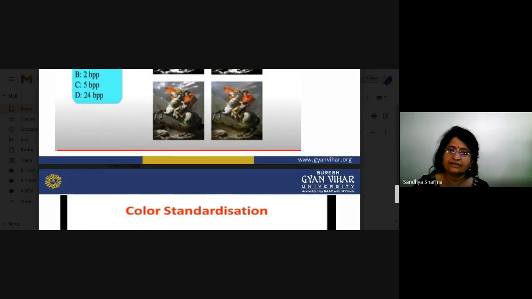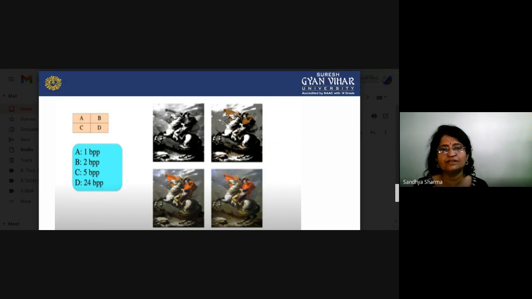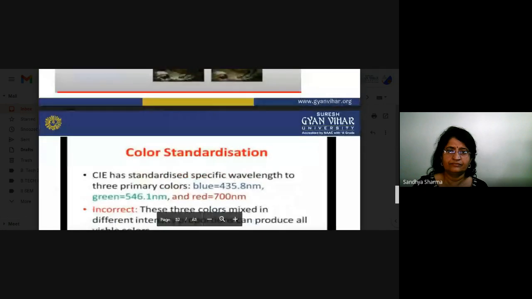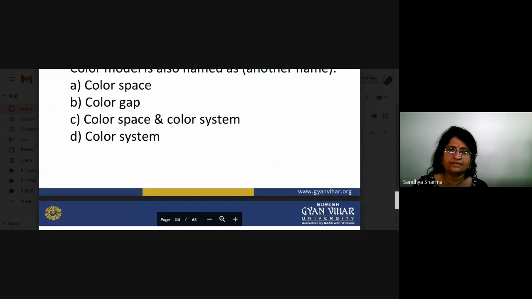And as our levels are low, maybe the image is moving towards the black and white part. So that's all from my side. Now we will see the color model.